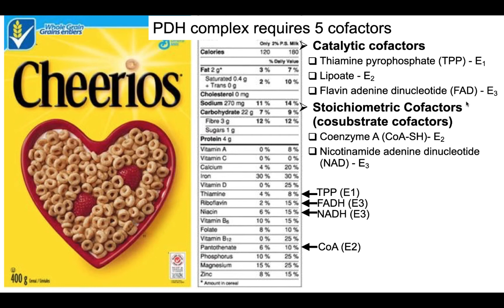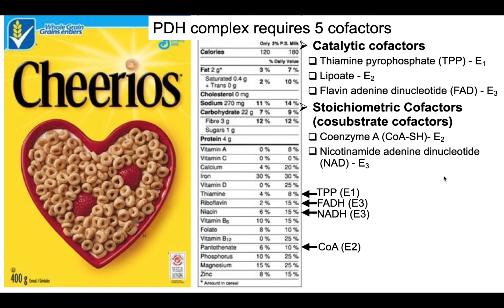E3. In addition, there are 2 stoichiometric cofactors, sometimes called co-substrate cofactors. These are cofactors that are not bound to the enzyme; they are free floating. And so we have coenzyme A and nicotinamide adenine dinucleotide, which is part of E3. Coenzyme A is involved with the enzyme E2.